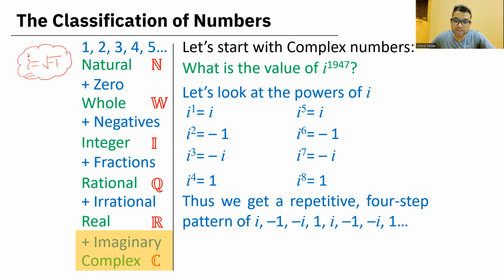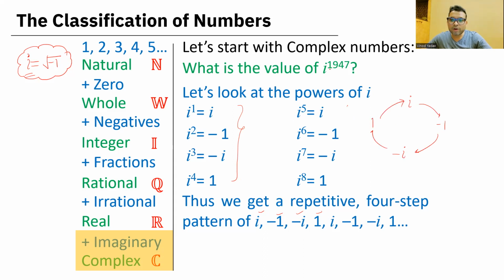So the pattern of the powers of i is i, -1, minus i, 1. i, -1, minus i and 1. So the values of the powers of i repeat after every 4 powers. We can also call it cyclicity. It's a cycle: i, -1, minus i, 1, then i again.